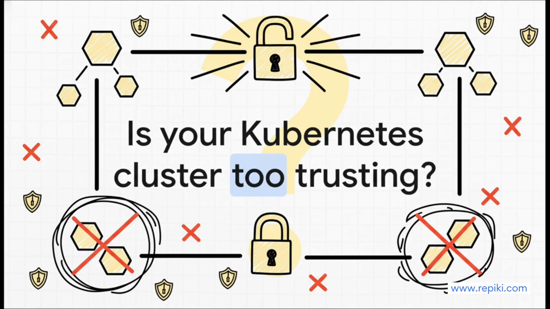So let me just ask you this straight up. Is your Kubernetes cluster a little too trusting? I ask because right out of the box, it operates on a model of maximum trust. Every single pod can freely talk to every other pod. And yeah, that's great for getting started quickly, but it's also a massive security hole just waiting to be exploited.